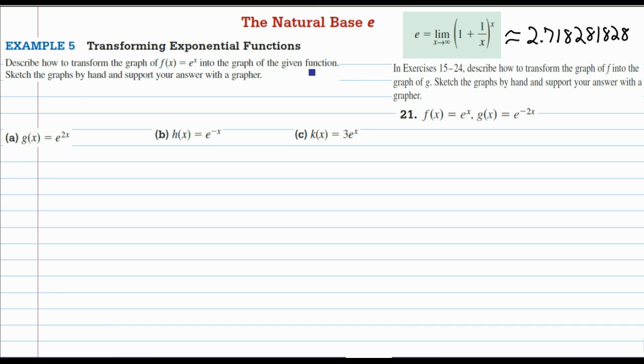So example 5 says, describe how to transform the graph of y = e^x into the graph of the given function. Sketch the graph by hand and support your answer with a grapher. Well, in order to find out how the sketch will look, we have to look at the original function y = e^x, which is one of your basic functions.